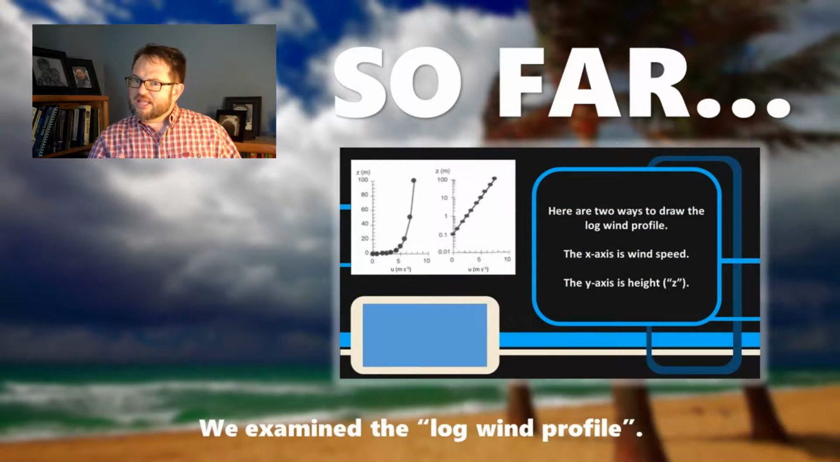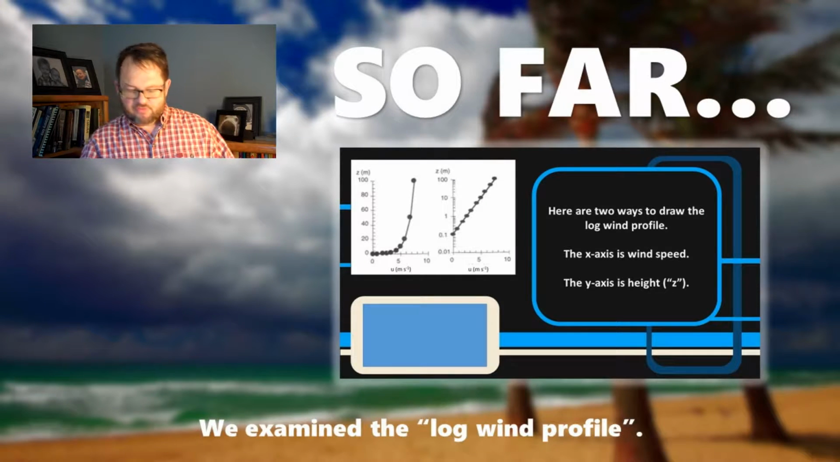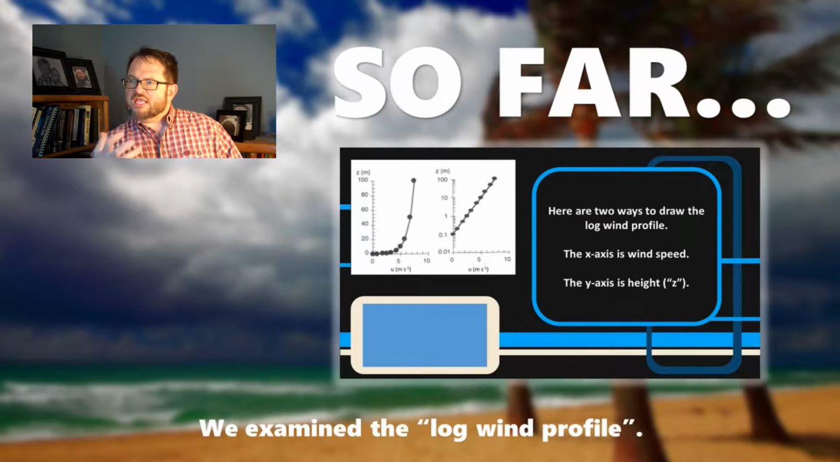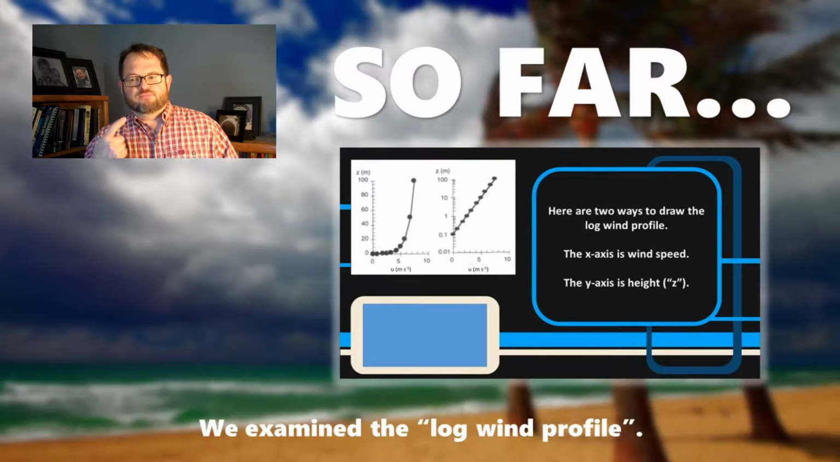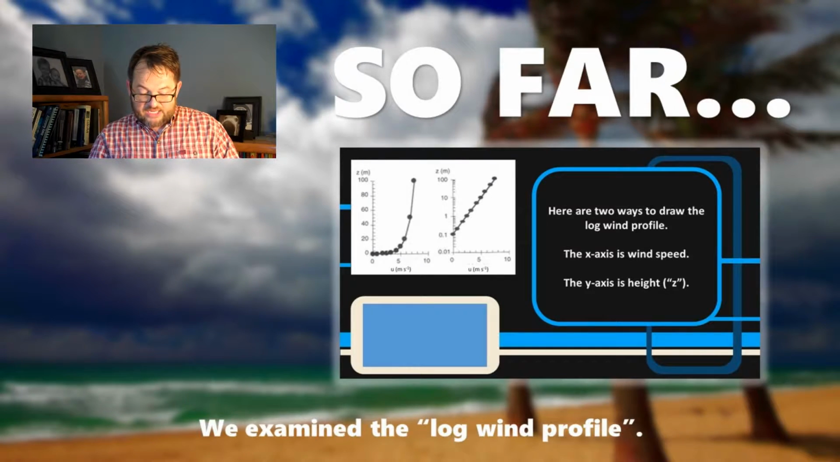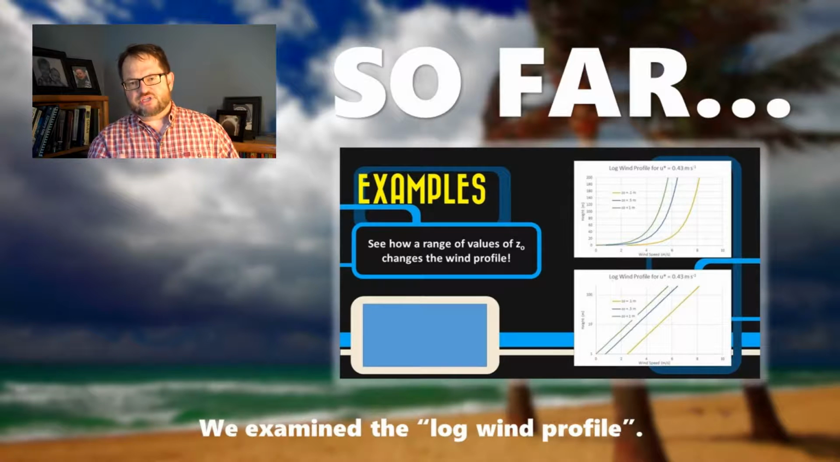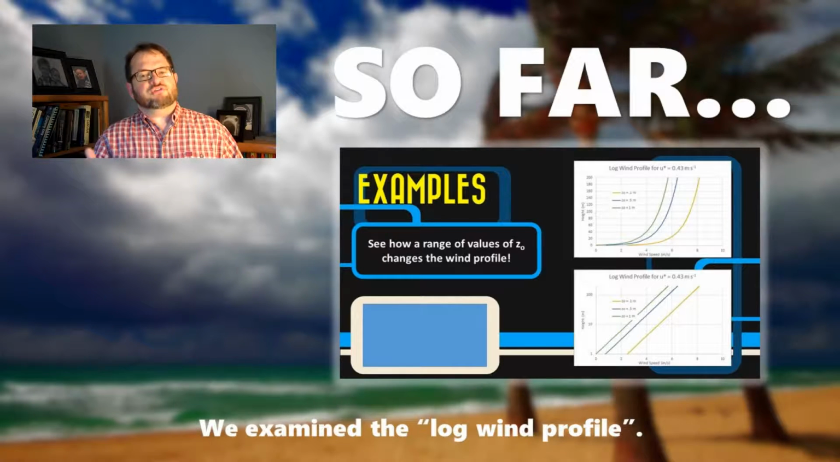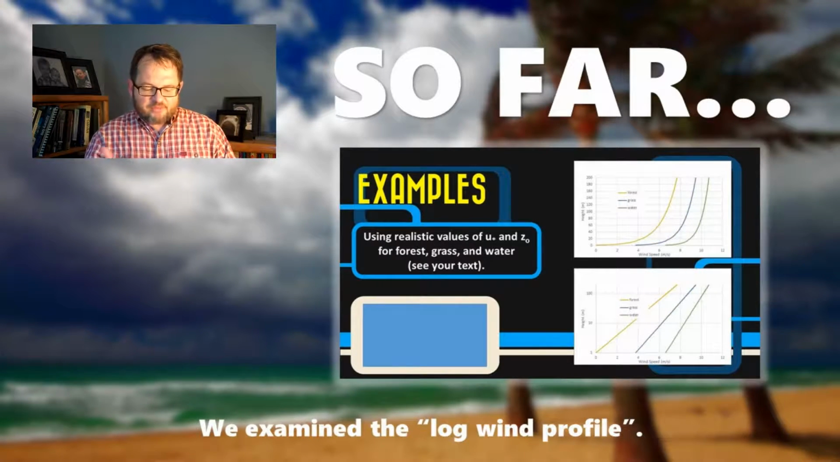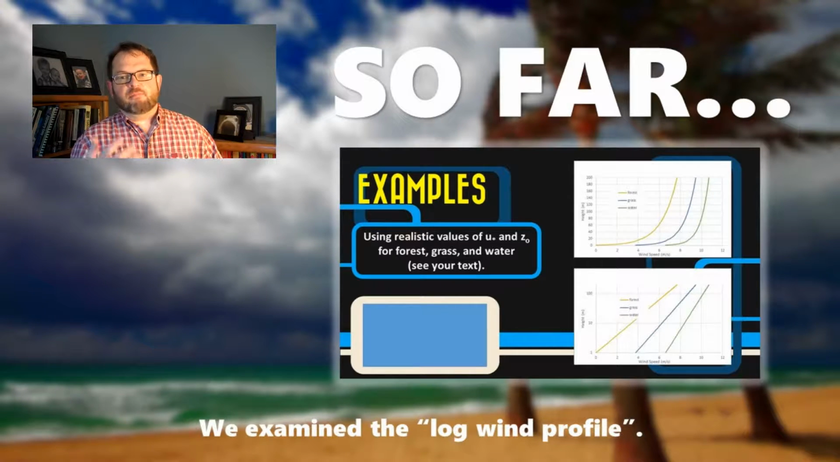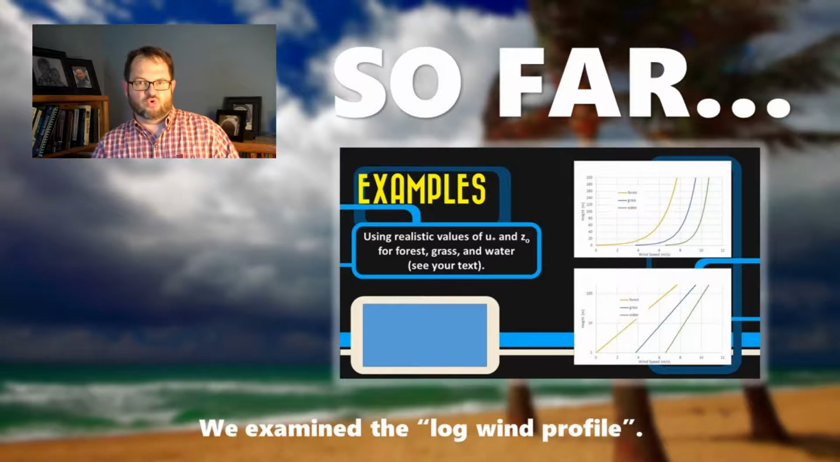So far we spent a lot of time talking about the log wind profile, and we showed how it was tuned, if you will, by a couple of parameters like u star, the friction velocity, or z naught, the aerodynamic roughness length. And we saw there were realistic and unrealistic examples of it, but when we had appropriate combinations of u star and z naught, we got profiles that were pretty realistic for the winds above a grassland, or above the ocean, or above a forest, or urban environment, or whatever.